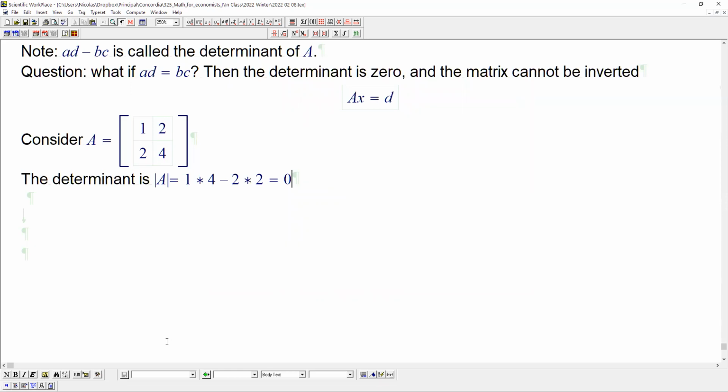Once we know that the determinant is non-zero, this is how we're going to know that we can find a unique solution to a system of linear equations. But we're going to get there. I'm just laying the field.